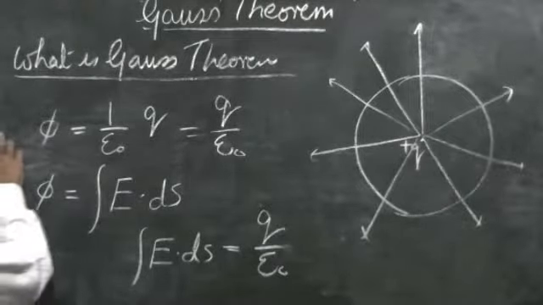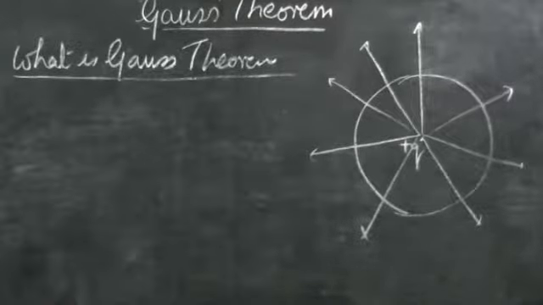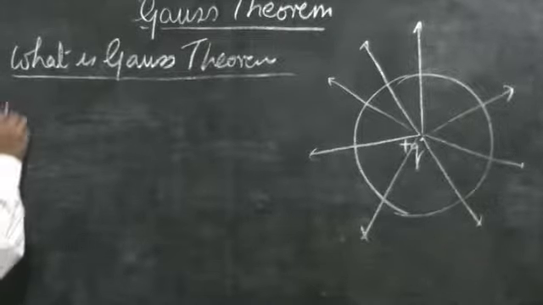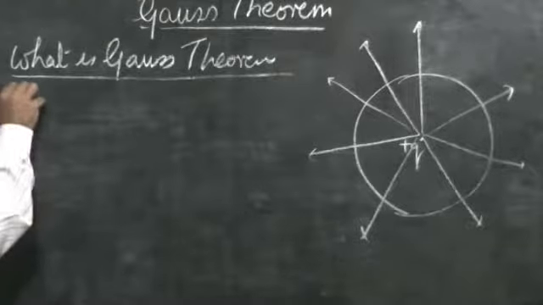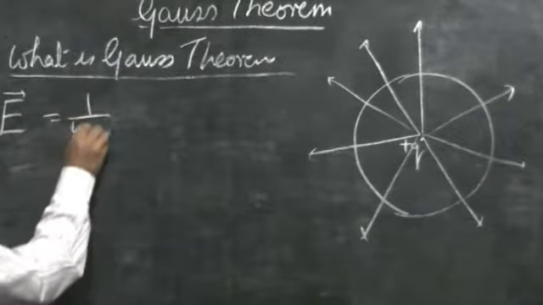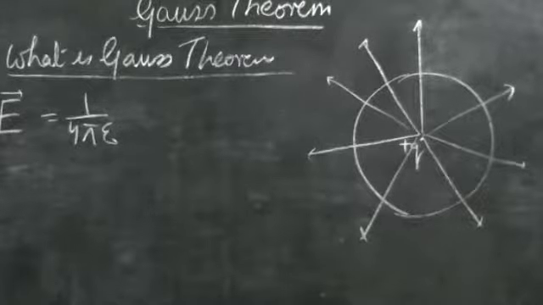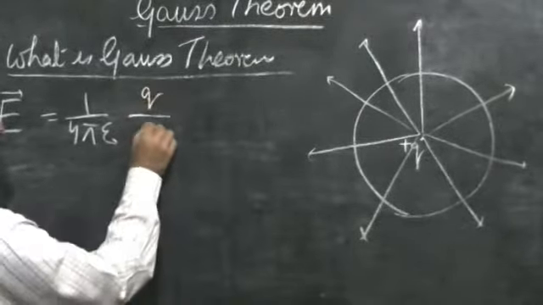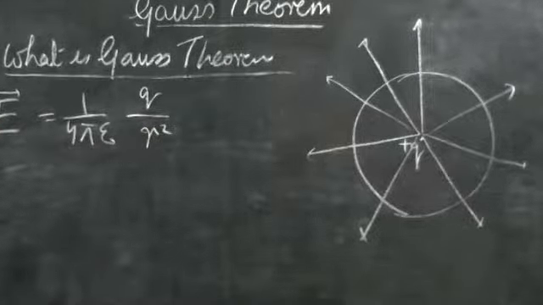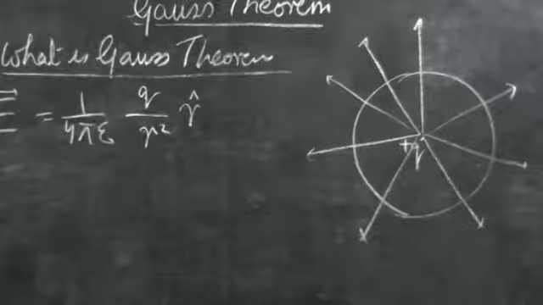Now, how to prove Gauss theorem? Electric field E, if we take it in vector form, you put the arrow, is equal to 1 upon 4 pi epsilon naught, Q upon R square, and we put this unit vector. This is called unit vector.